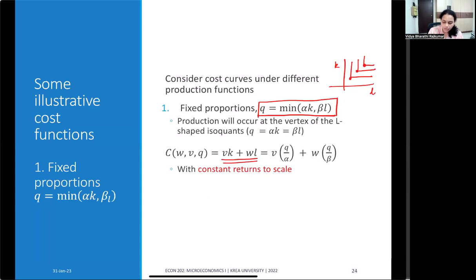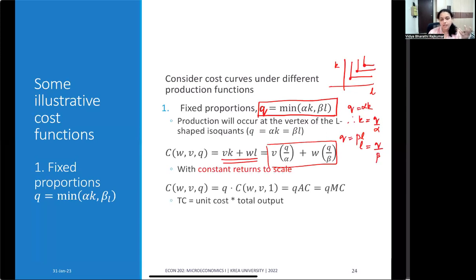From the vertex, we know that Q needs to be equal to alpha K. Therefore, K should be equal to Q over alpha. And when you set Q equal to beta L, you know that L should be equal to Q over beta. In this manner, we can identify the level of capital and labor that will be cost minimizing, or optimal, given that we are producing some level of output Q. In this way, you can just go ahead and write down your cost function.